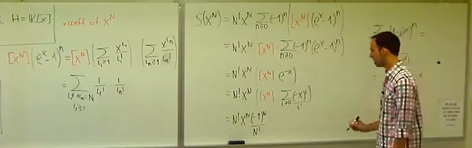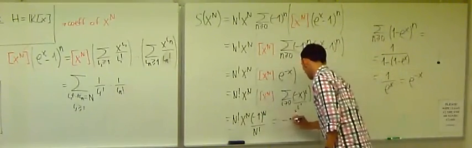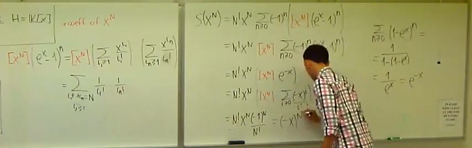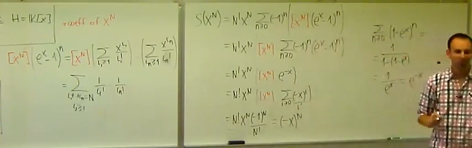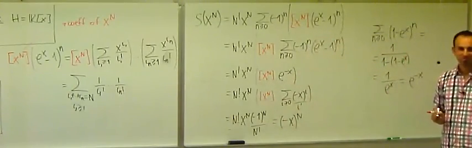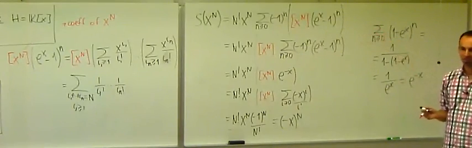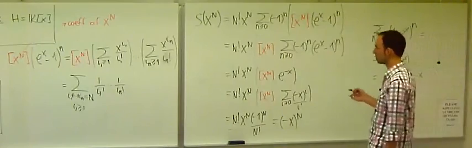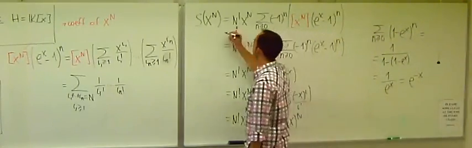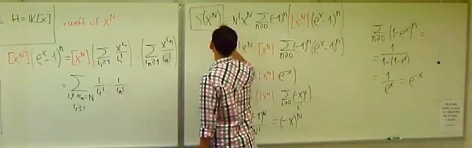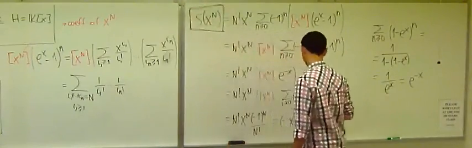And so what do we get? We get minus x to the n. Okay. So we clearly shouldn't have stopped back there. We just should show that the antipode evaluated at x to the n is minus x to the n.